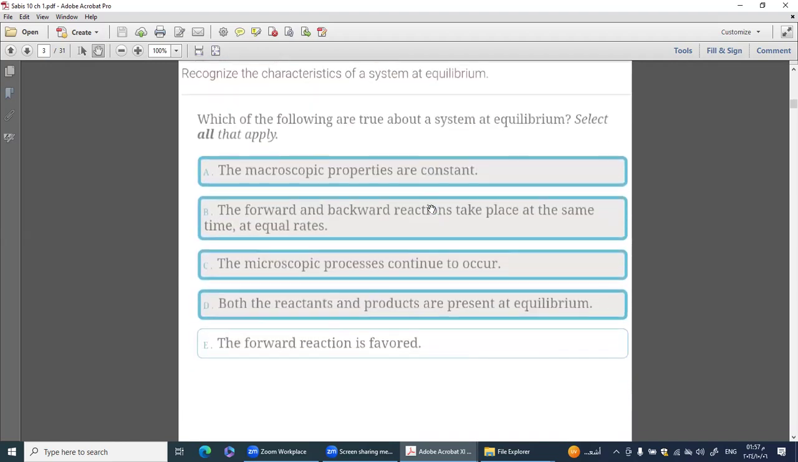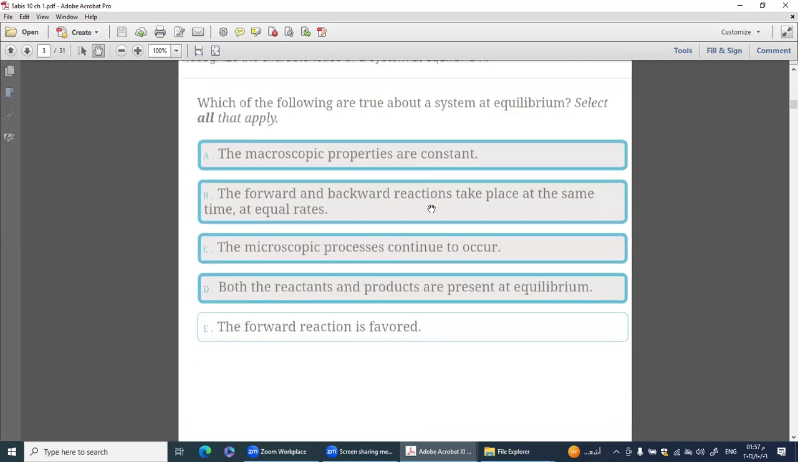Okay. Maya, can I read? Yes, you can hear me. Which of the following are true about the system at equilibrium? Select all that apply. The macroscopic properties are constant. The forward and backward reactions take place at the same time at equal rates. The microscopic processes continue to occur, and both the reactants and products are present at equilibrium.